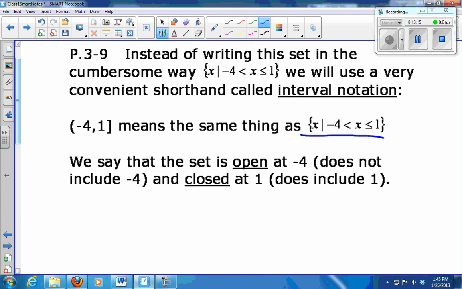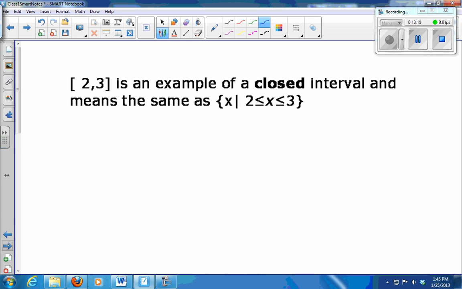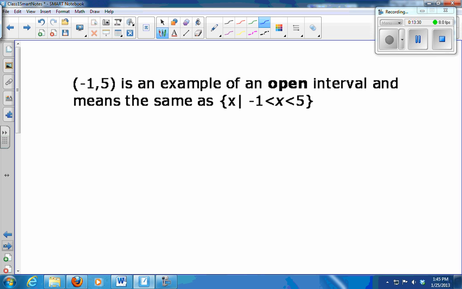So this is a little bit of a repurposing of an old notation, right? Sometimes, so here's 2 comma 3. It's an example of a closed interval. It includes the 2 and the 3 and all the numbers in between. -1, 5 is an example of an open interval. It represents all the numbers between -1 and 5, not including either endpoint.